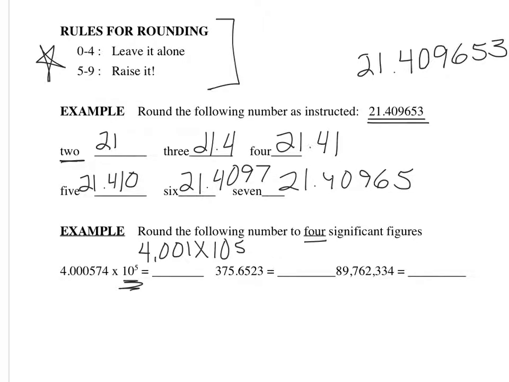Okay, next one, we've got 3, 7, 5, and now point. Now we need to figure out what to do with that 6, and there's a 5 behind it, so it is going to round up to a 7.